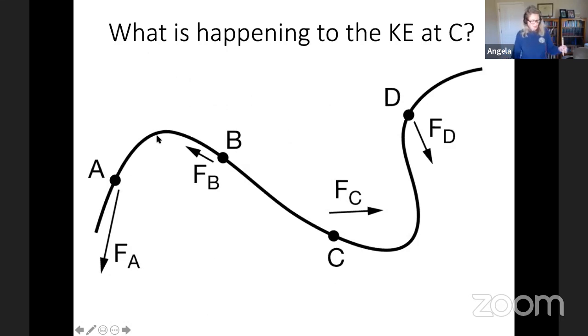Okay, this object is moving from A to B to C and then to D. Answer that question for me.